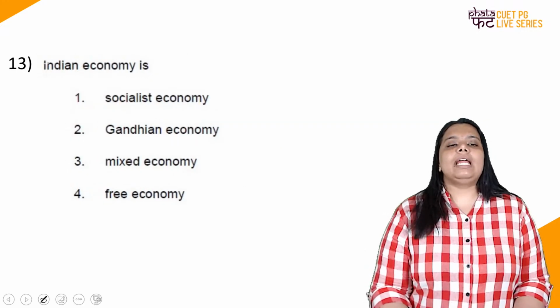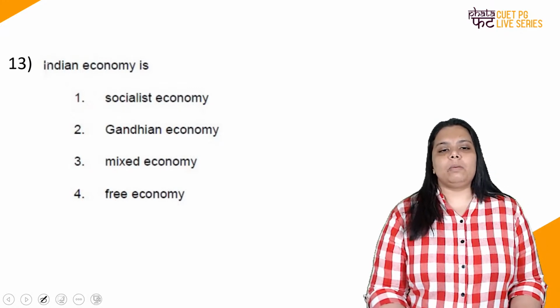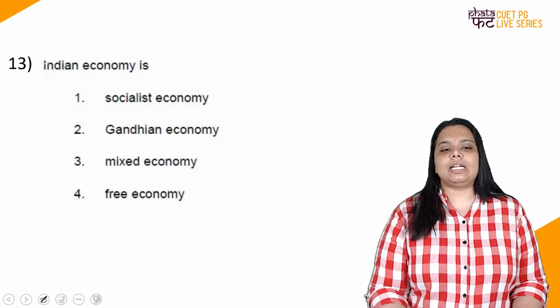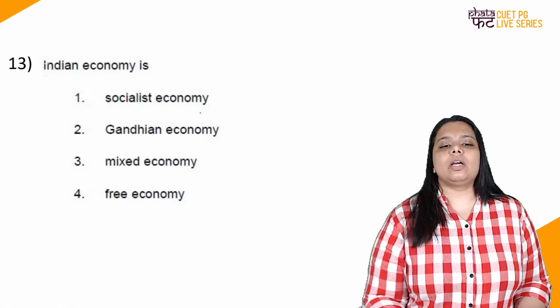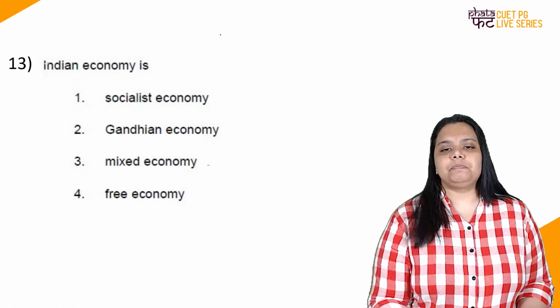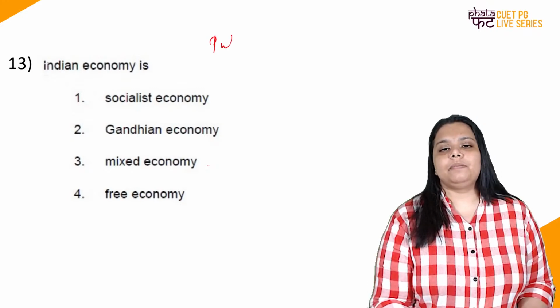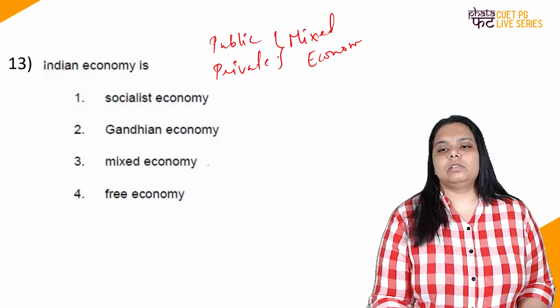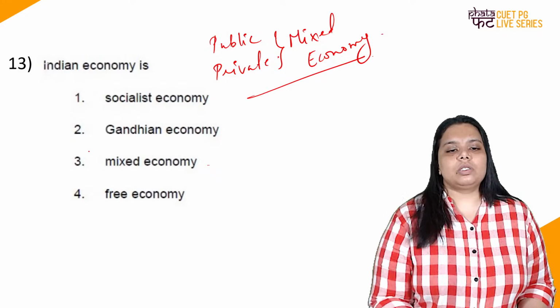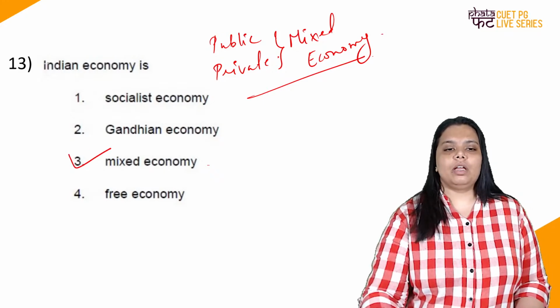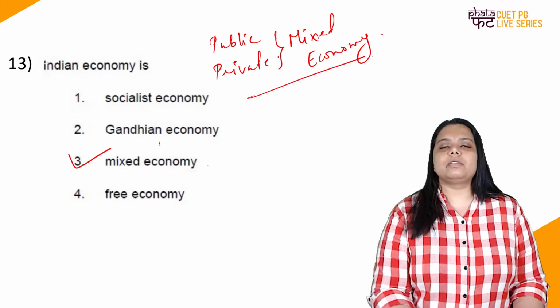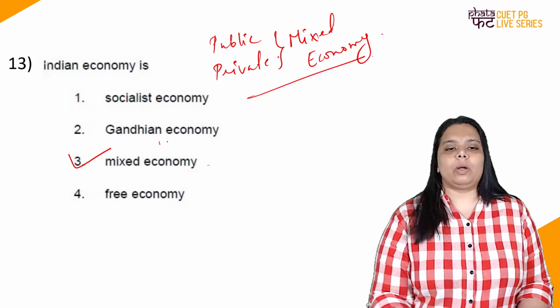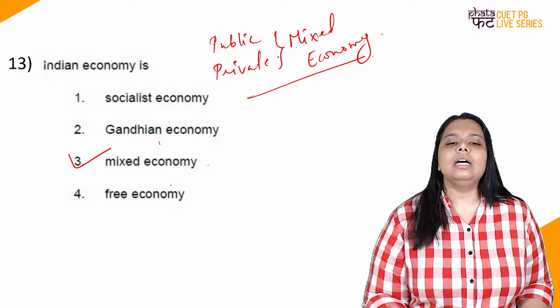Question number 13. Indian economy is option 1 socialist economy, option 2 Gandhian economy, option 3 mixed economy, option 4 free economy. So in the Indian economy we have public sector as well as private sector. So the Indian economy is an example of a mixed economy. Our Gandhian economy is something called a self-sufficient or self-reliant economy. That is a stage we are not at, so we are still a mixed economy.